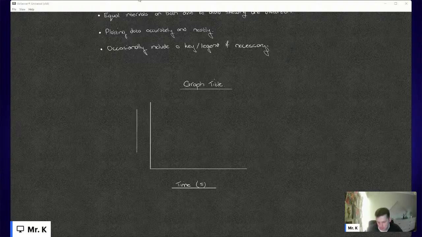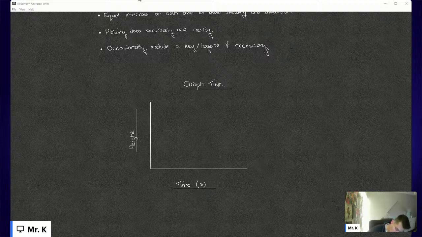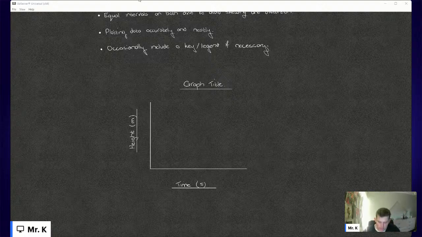Let's say I'm dropping something from a building, so I want to pay attention to the height of an object as it falls over time. The height of something would be measured in meters, maybe, right? Meters above the ground. So we include both the name of the information, but also the unit of measurement.